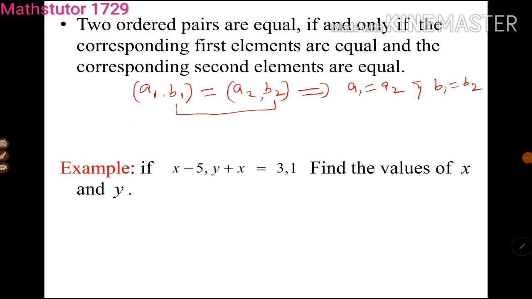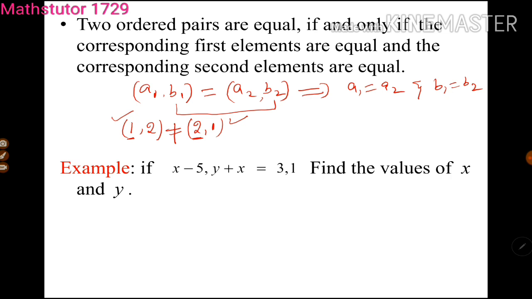Let us take two ordered pairs (1, 2) and (2, 1). These two ordered pairs are not equal. Why? Because in the first ordered pair the first component is 1 and in the second ordered pair the first component is 2. 1 is different from 2. These are not equal. So these two ordered pairs are not equal.